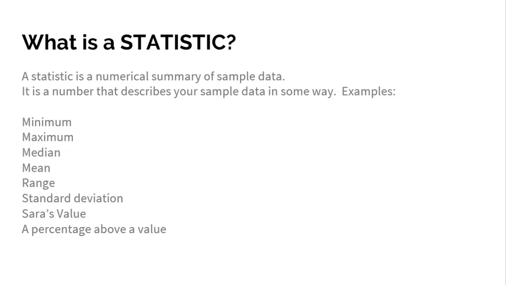Also, a percentage above a value or a percentage below a value. So if you say something like, wow, I looked at all that data and 35% of data was above a 90. Well, that's a statistic, right? It's a number, 35%, and it describes your data. So all of these are statistics. So, keep in mind, if it's a number and it came somehow from your sample, it's probably a statistic.